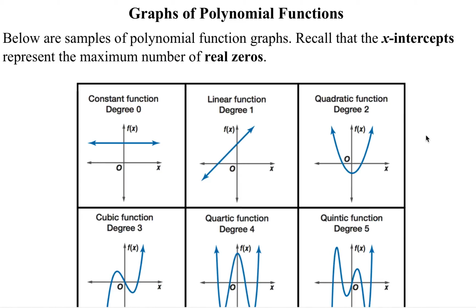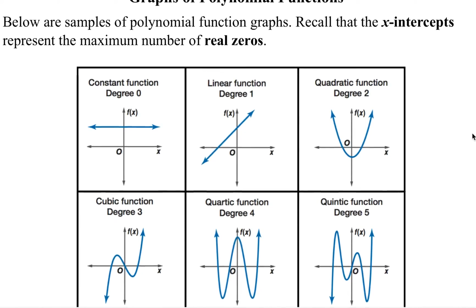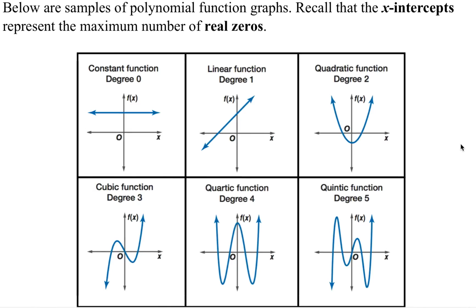All right, so this slide shows you the graphs of a variety of polynomial functions. And one thing I want to just remind you of is that the x-intercepts, wherever it crosses the x-axis, tell us the number of real zeros we're going to have. Notice with a constant function, it never crosses the x-axis. With a linear function, it crosses once. A quadratic might be twice, might not be at all. But you'll notice the correlation between the number of times that it crosses the x-axis and what the degree of the function is.